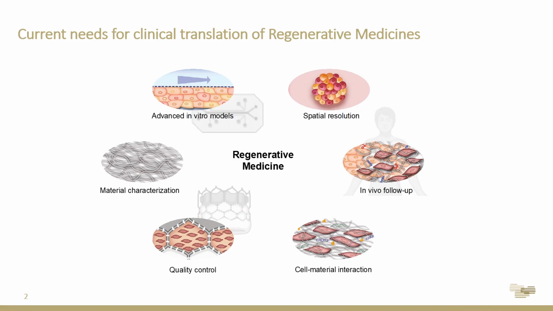And this comes along with some bottlenecks that we still do have to face, which all come along in the overall assumption that we do need to get a better understanding of the interactions between our materials and the cells. What I'm mainly focusing on is how we can improve that understanding by, for example, getting new methods for cell material interactions, but also in vivo follow-up.